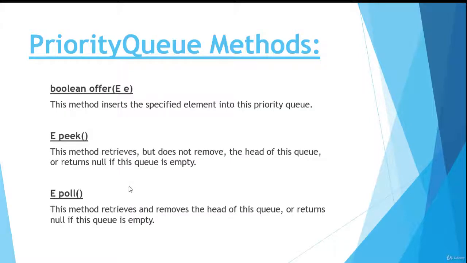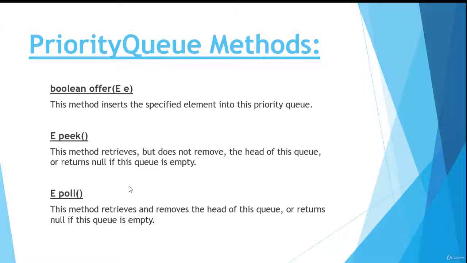Now these are the methods that are present in the PriorityQueue class. Boolean offer: this method inserts the specified element into the priority queue. The offer method helps us add an element to the priority queue, and it returns true if the element is added and false if the element is not added.